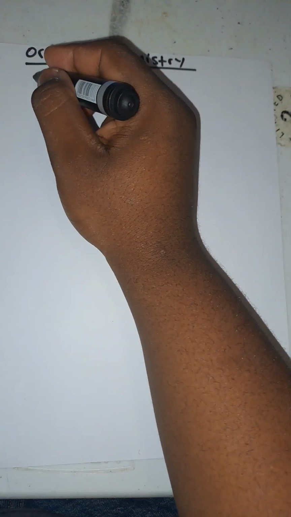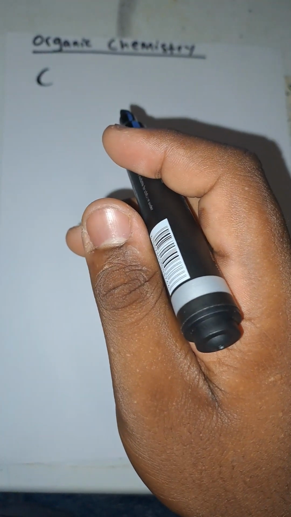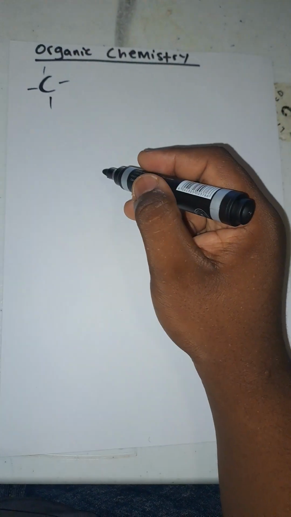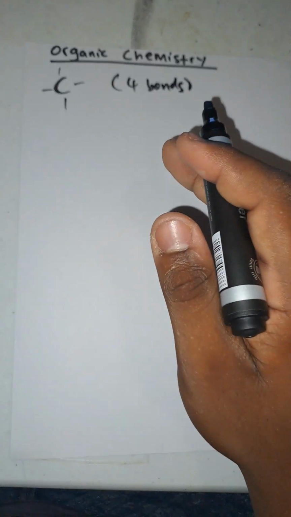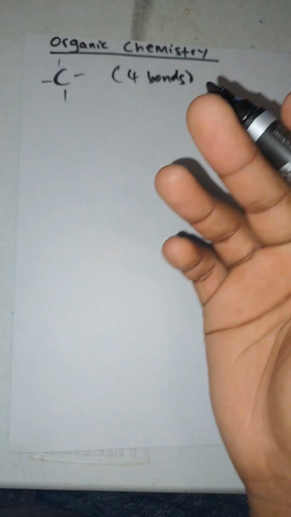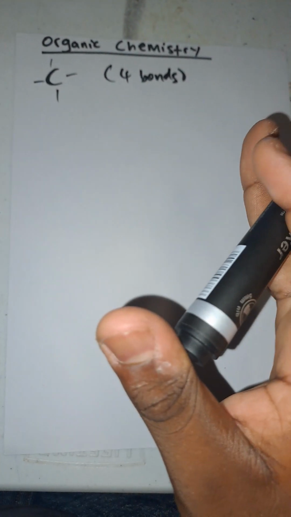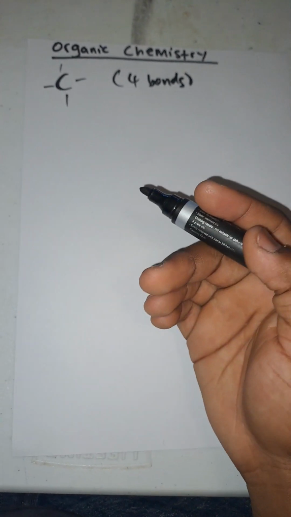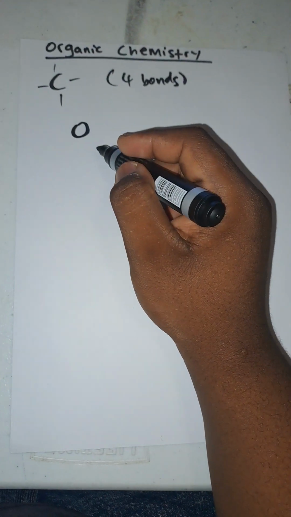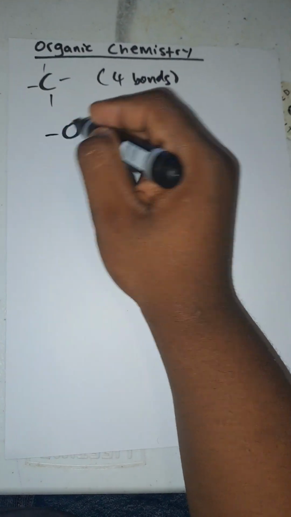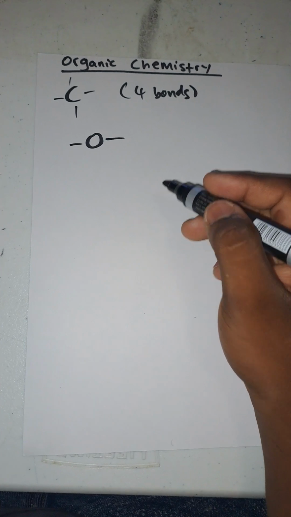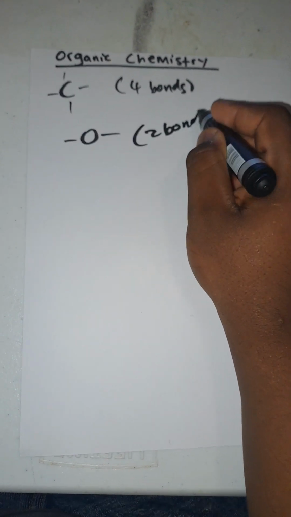You know from your lower grades that carbon, which is C, is always surrounded by exactly 4 bonds, here, here, here, and here. Today I just want us to do an introduction of this topic before you go deeper. Oxygen, which is O, is always surrounded by exactly 2 bonds.